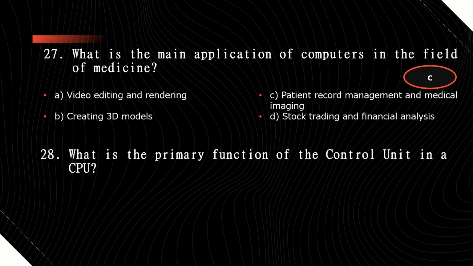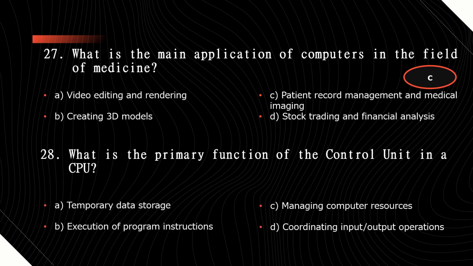What is the primary function of the control unit in a CPU? Options: A. Temporary data storage. B. Execution of program instructions. C. Managing computer resources. D. Coordinating I/O operations. Answer: B. Execution of program instructions. The control unit manages the flow of data and instructions within the CPU, ensuring that instructions are executed in the correct sequence.